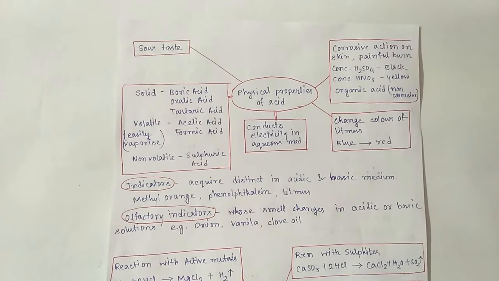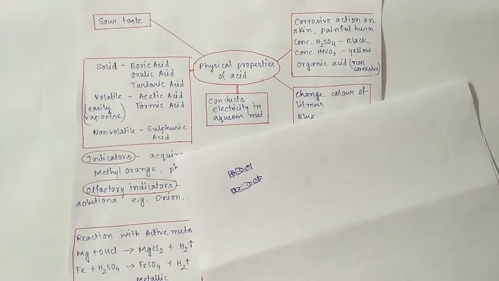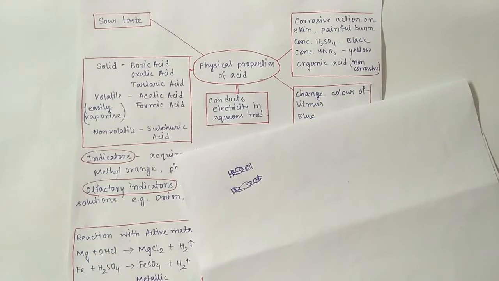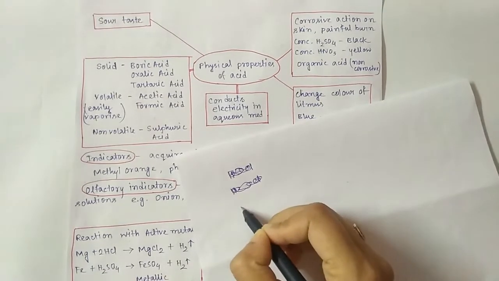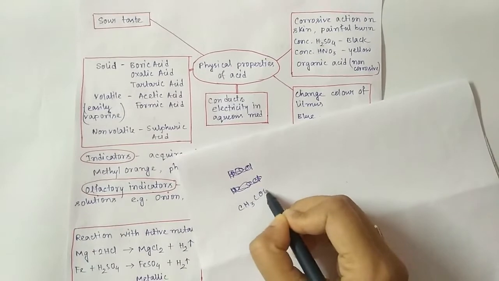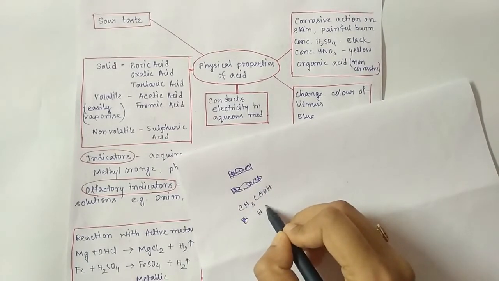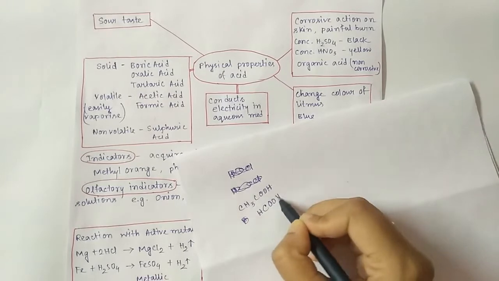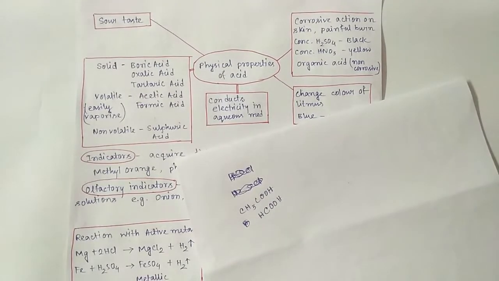Okay, and volatile, you can see here, acetic acid, formic acid. Now, if you take the example of acetic acid and formic acid, you will find that their structures are quite a bit lighter than boric acid, oxalic acid, tartaric acid. I have already shown you the structure of citric acid. I hope you understand. They are volatile and thus they easily vaporize. Okay, and non-volatile is sulfuric acid. Because in sulfuric acid there is less intermolecular force of attraction between the molecules, and that is why it is non-volatile. They are liquids in nature.